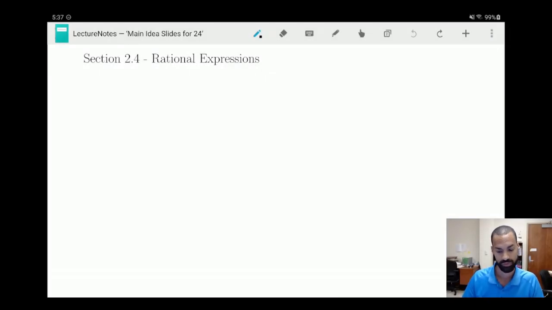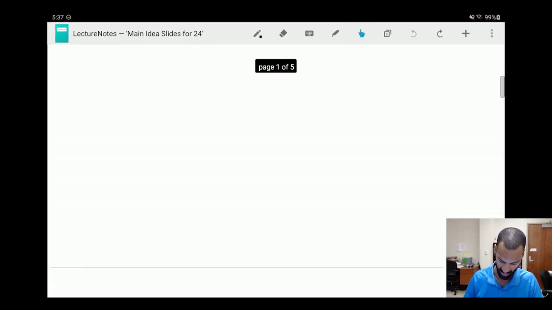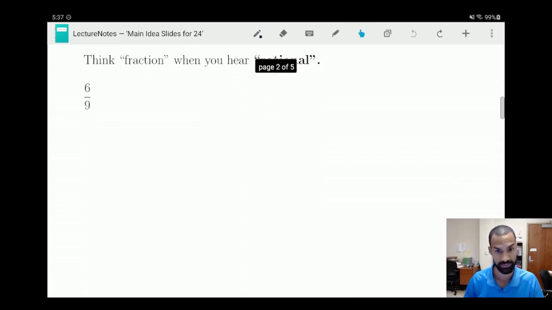Section 2.4, rational expressions. Whenever you hear the word rational, you should think fraction. Anytime you hear the word rational, think fraction. So 6/9, think about how we would simplify 6/9.